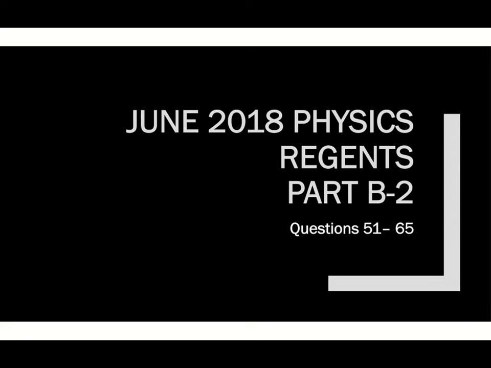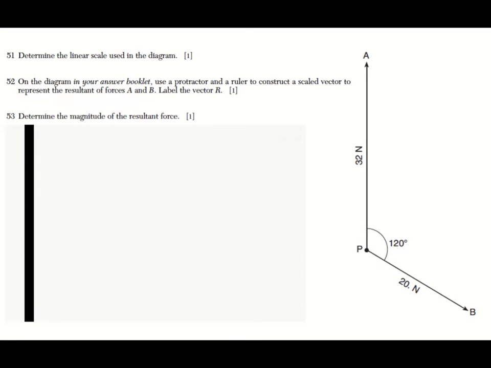Now we've arrived at the free response questions of the June 2018 Physics Regents, starting with part B2 with questions 51 to 65. So these are the first 15 free response questions. The last 20 will be in part C in the next video. And we start this section with a deceptively simple measurement type of question set.